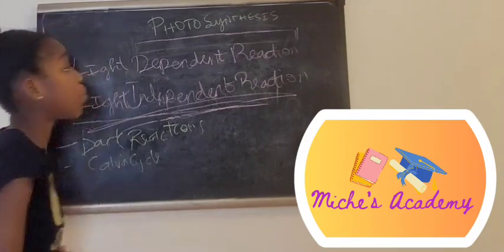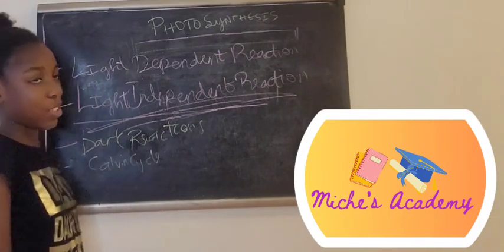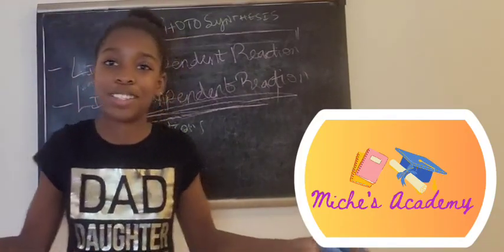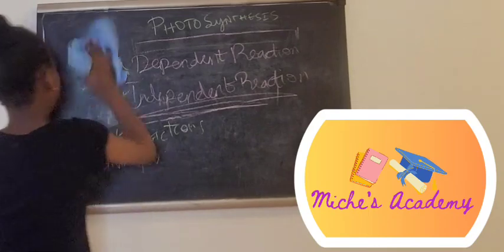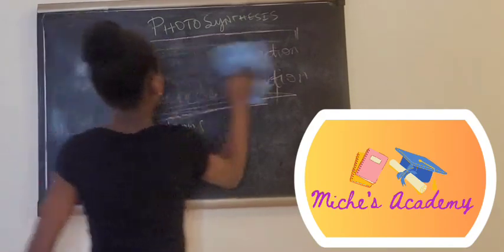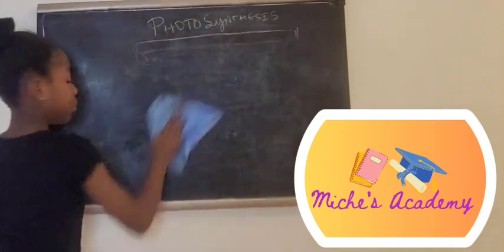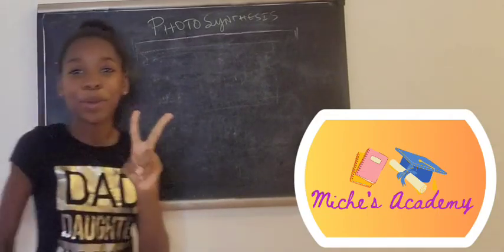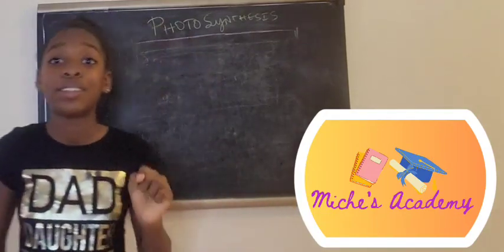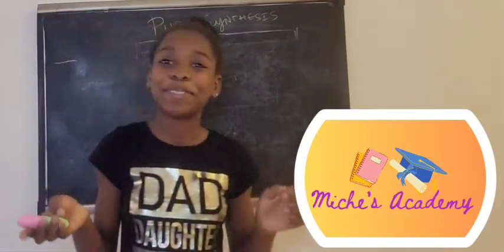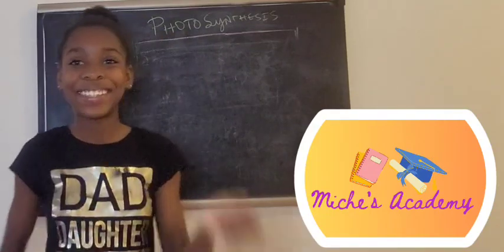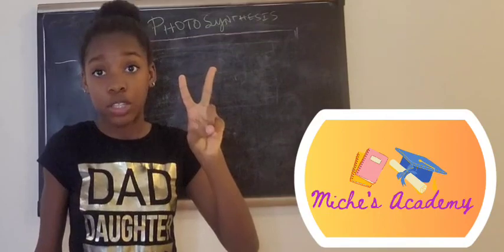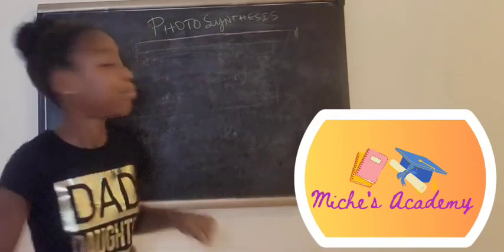Now, what are the products gotten from photosynthesis? Surely there has to be a product gotten from photosynthesis, unless there's no point in the process itself. Okay, there are two main products gotten from photosynthesis, and those are: one, sugar, particularly glucose; two, oxygen gas.